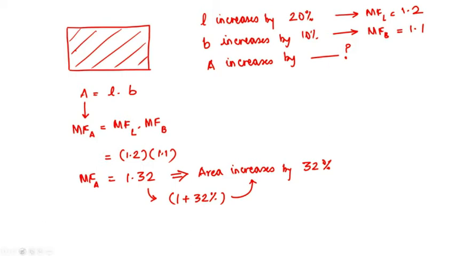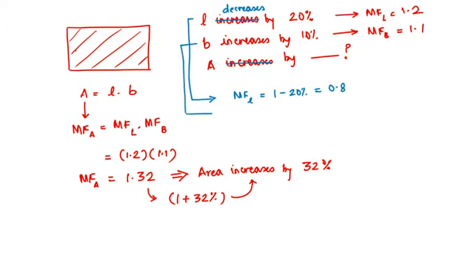Now I am going to change this question. Please tell me what is the answer. Length decreases by 20%, breadth increases by 10%. Now tell me, what happens to the area? Length decreases by 20%. So if length decreases by 20%, what will be the multiplying factor? Multiplying factor of length would be equal to 1 minus 20%, that is nothing but 0.8. Breadth increases by 10%, so multiplying factor of breadth will be 1 plus 10%, that is 1.1.